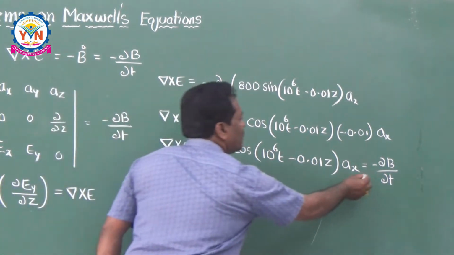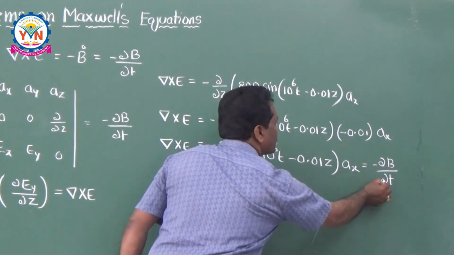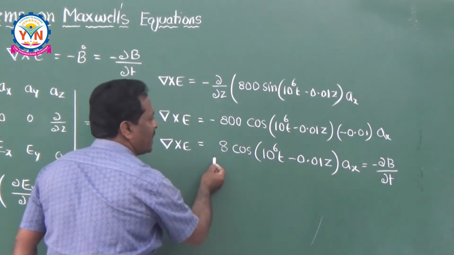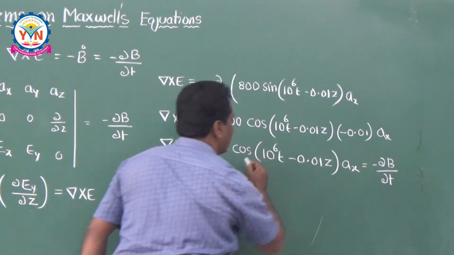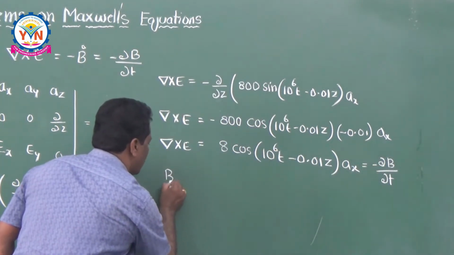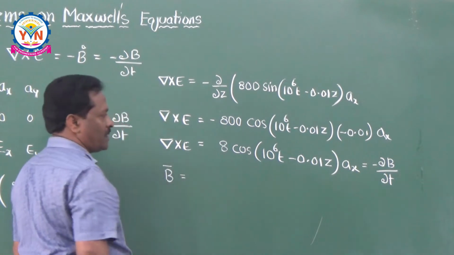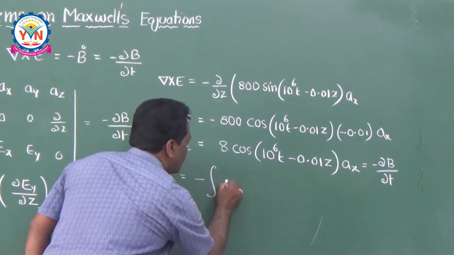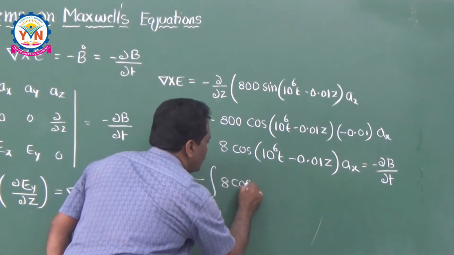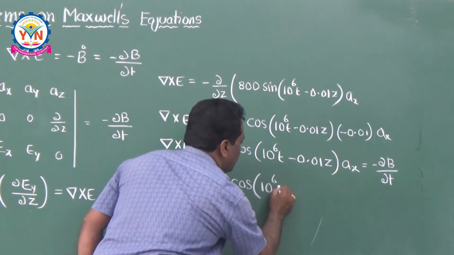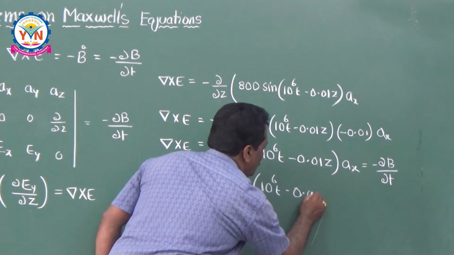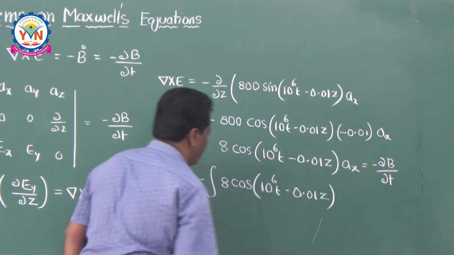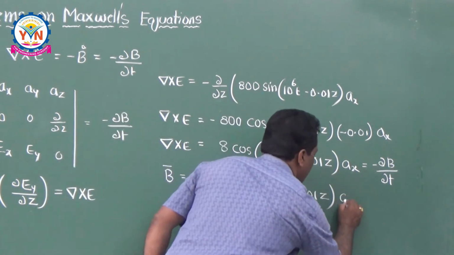B means derivative of this B is nothing but this expression. Then if I want B, I have to integrate this. Therefore, B bar is equal to minus integral 8 cos of 10 to the power of 6t minus 0.01 into z into AX.